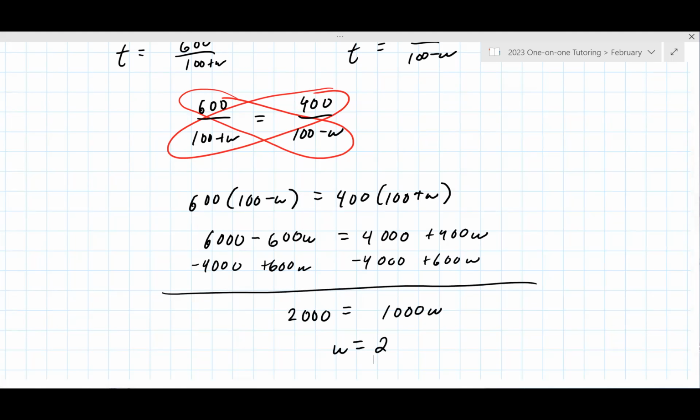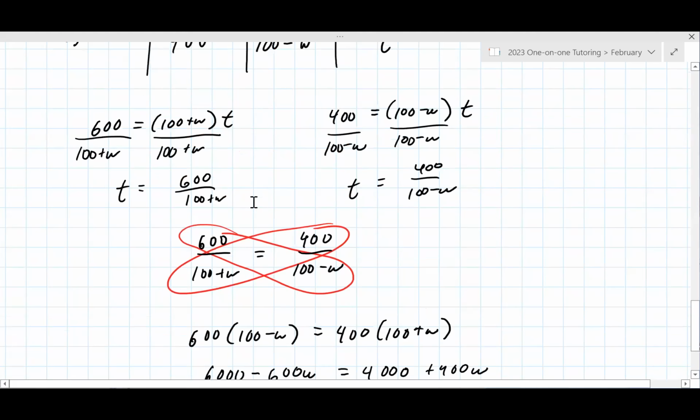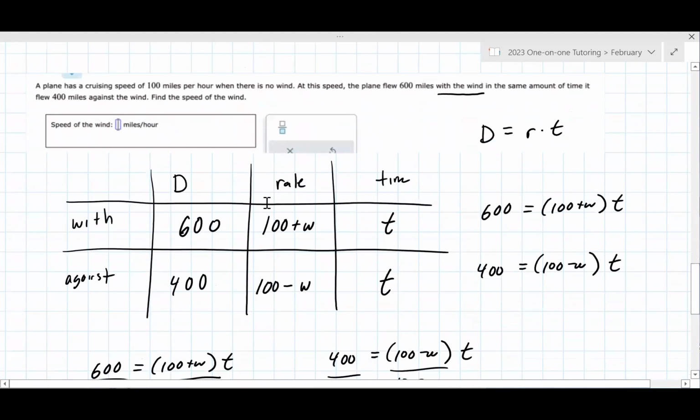And that is the speed, or what did it say? That's the variable. Yeah, that's the speed of the wind. So 2 miles an hour. Oh, okay. I guess that's reasonable. I don't really know. But maybe you can try it. Let me plug it in.